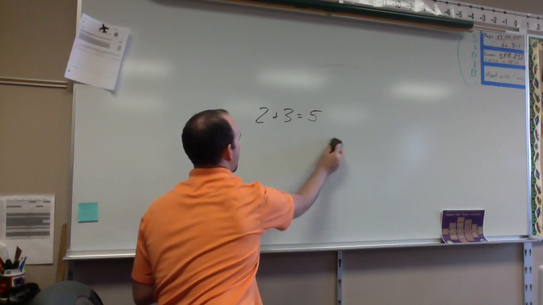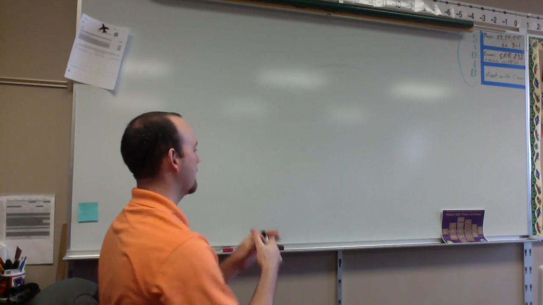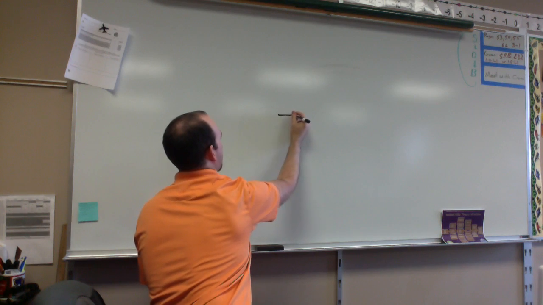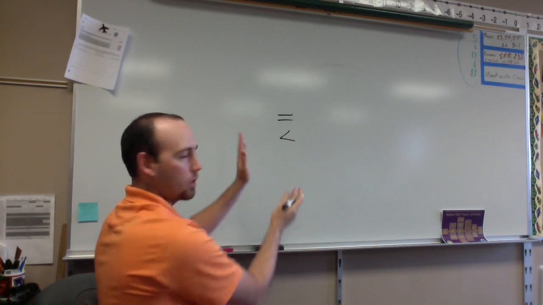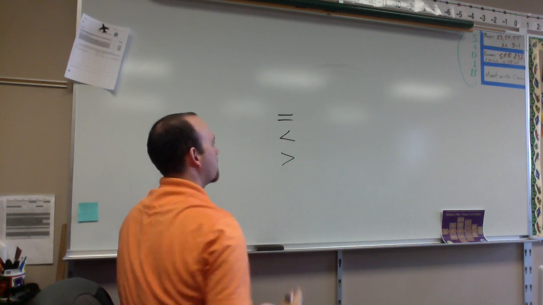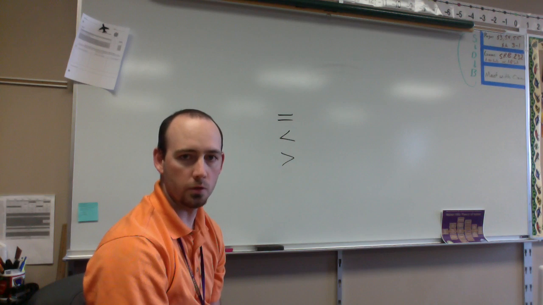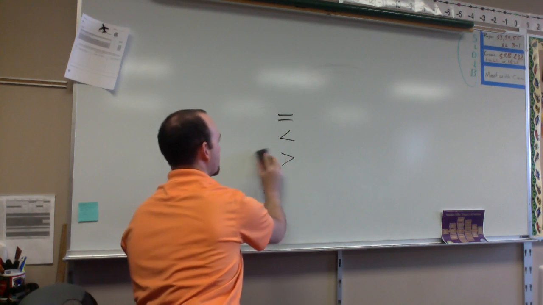So we're going to be working mainly with 3 symbols for this lesson. We're going to have the equal sign. We'll have a less than sign. A less than sign kind of looks like an L that's kind of been smashed a little bit. And then we have the greater than sign. So if we can remember what those 3 are, we're going to be a lot better off when it comes time to decide if they're true or false.